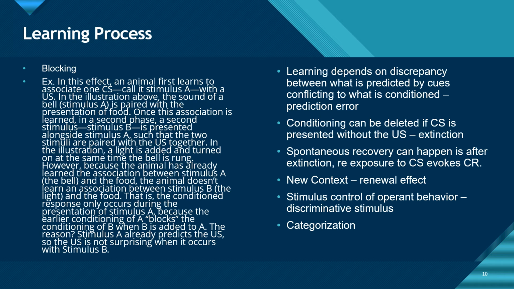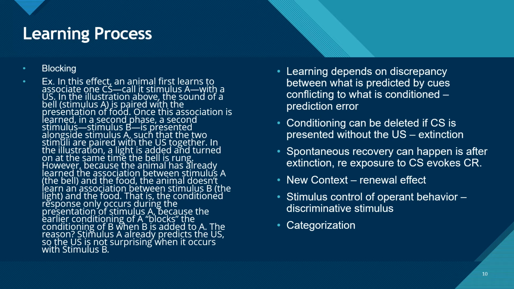Conditioning can also be deleted if the CS is present without the US, so that would be extinction. Spontaneous recovery can happen after extinction. Re-exposure to the CS evokes the conditioned response. So spontaneous recovery, you can get that conditioning back. New context, kind of a renewal effect, new context, and then you can get that conditioning again. Stimulus control of an operant behavior can lead to a discriminative stimulus, or is just when an operant behavior is under stimulus control, it is a discriminative stimulus.